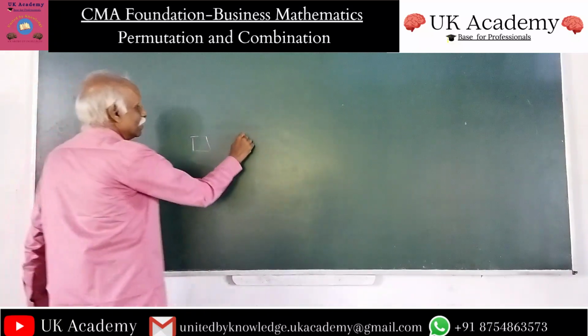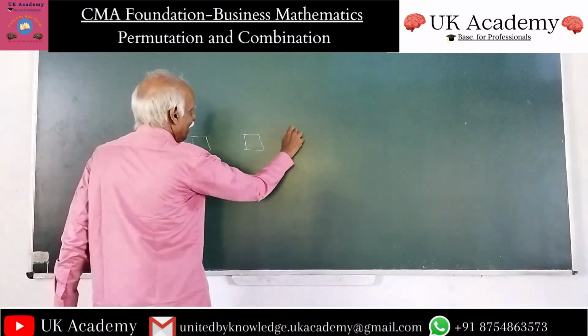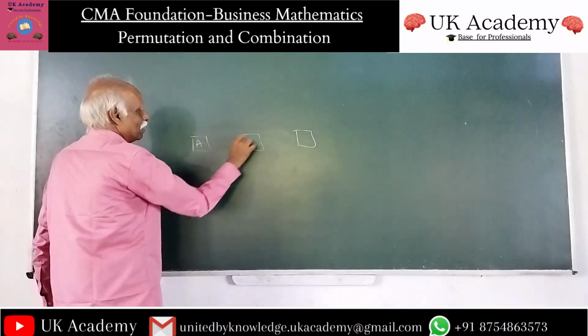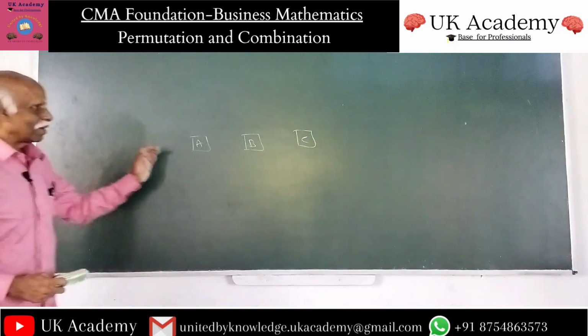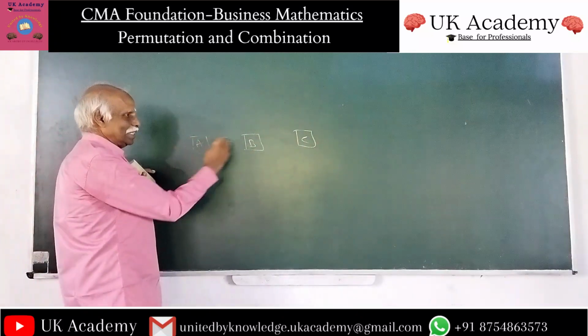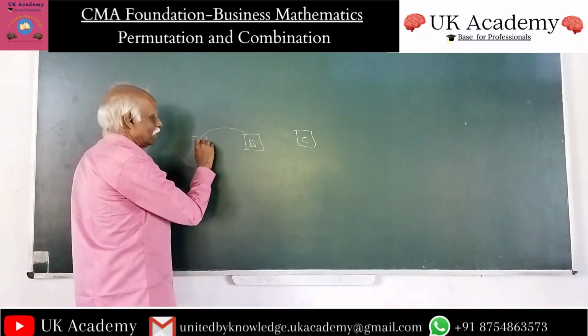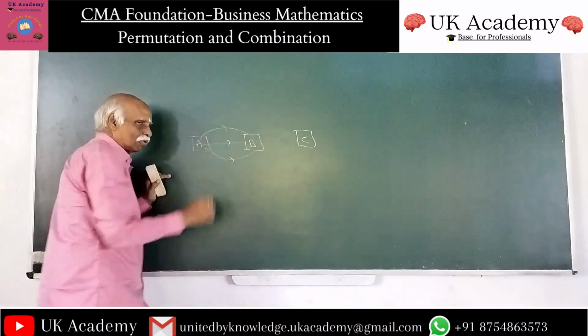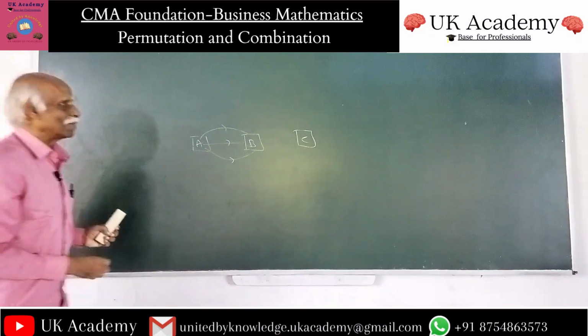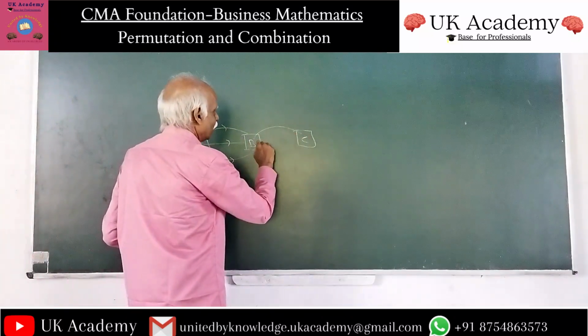Supposing we have 3 places, say A, B, C. I am going to tell you why we multiply. From place A to place B, there are 3 different routes, 1, 2, 3, 3 different roads or routes. And from B to C, there are 2 different routes.